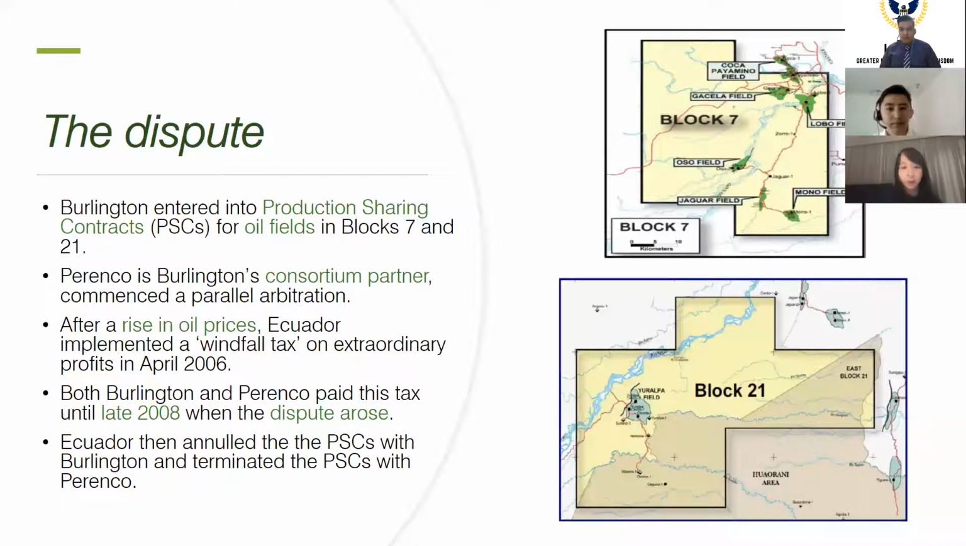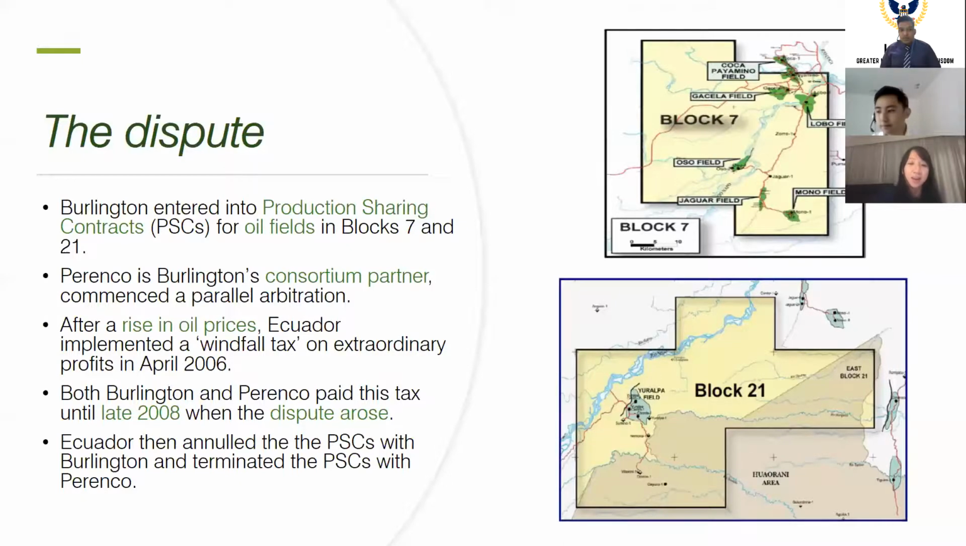What happened was, after a rise in oil prices in 2002, Ecuador sought to renegotiate the prices of these PSCs with Burlington. However, it failed to do so. And so in order to get more money, it introduced measures to restore what it called the economic equilibrium of these PSCs and imposed a windfall tax on any of the excess profits that Burlington made. However, Burlington naturally refused to pay this tax, and Ecuador took possession of Burlington's blocks and terminated these PSCs. Could we go to the next slide?